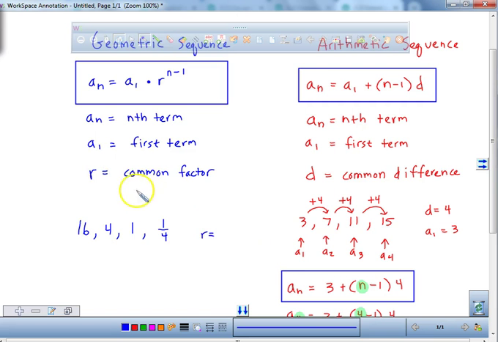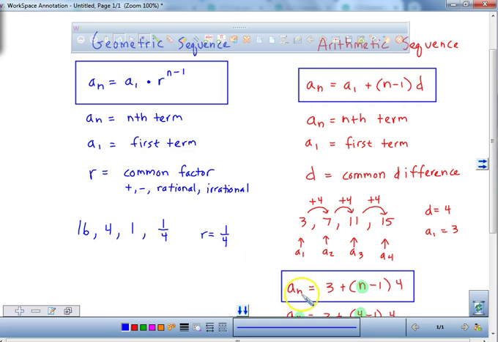The r value could be positive. It could be negative. It could be any rational number, okay? Your common factor is going to be any rational number. Shoot, it could be irrational. It could be pi if you wanted it to be. So understand, it's just a number that you're multiplying over and over and over again. So what do you think our r value is from here to there to there to there? You're right.